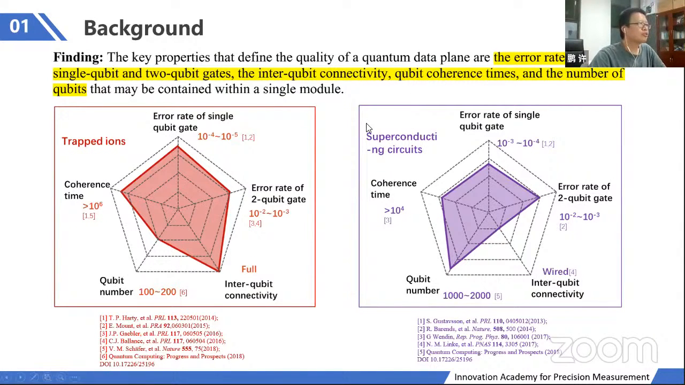For the superconducting circuit, we can see that even though they have made very big progress, the error rate of the single qubit gate and 2 qubit gate is not low enough, and the coherence time is at a medium scale. The big shortcoming of this platform is that the interqubit connectivity is fixed.